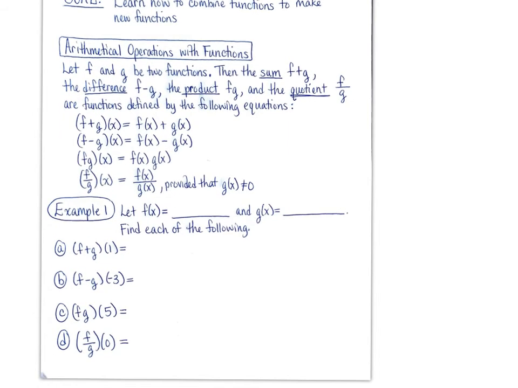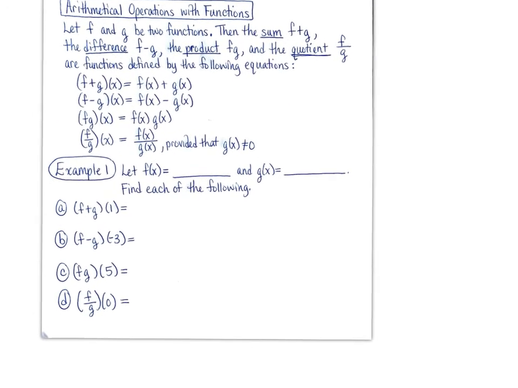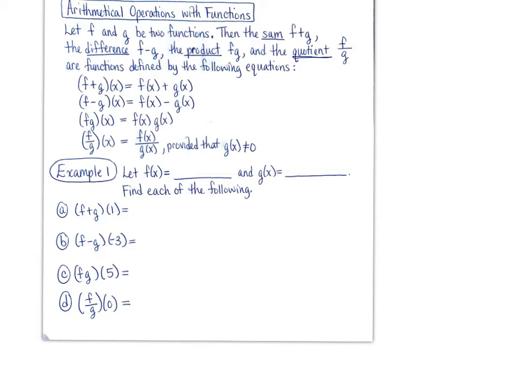Okay? So example 1. Suppose f of x is equal to x squared plus 1, and suppose g of x is equal to 3x plus 5. Let's find each of the following. Let's find f plus g of 1.